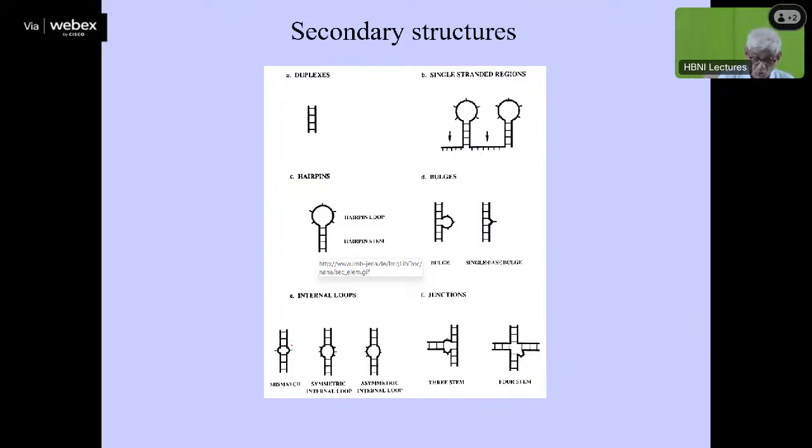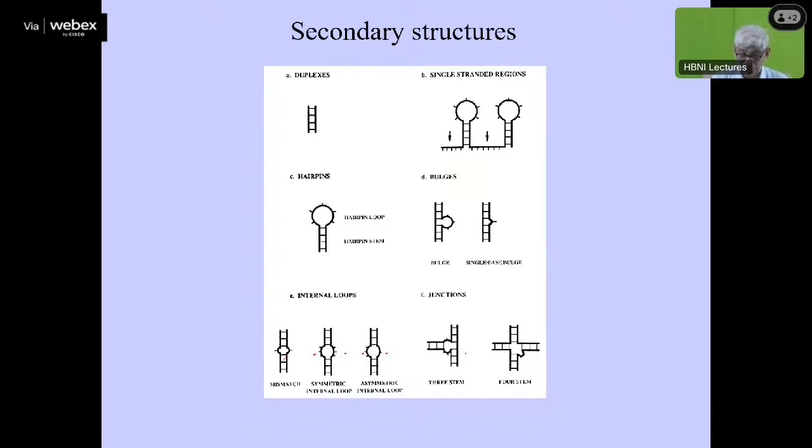So these are internal loops. This is the kind of internal loop here. The chain takes a loop and comes back again. Here the chain goes, takes a loop and comes here again. So duplex combined with bulges forms internal loops. So symmetric internal loop, anti-symmetric internal loop. Anti-symmetric means these two loops are not identical. Here the two loops are identical. In this and this they are identical. Here these two are not identical.